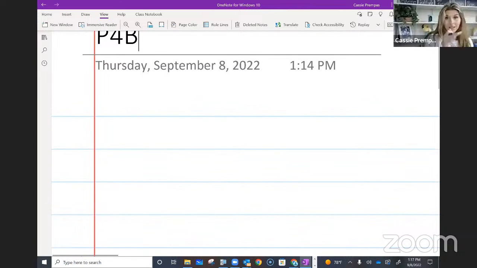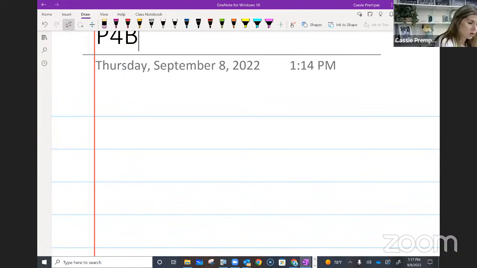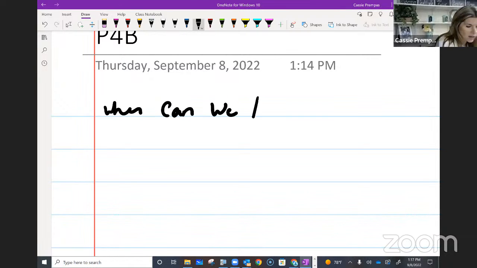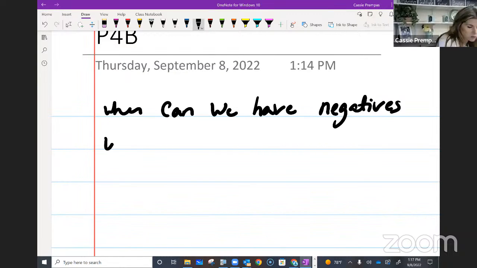Okay, so in these quizzes, you're going to be practicing simplifying radicals and multiplying radicals. One of the things we have to talk about is you can go ahead and write this in your OneNote or on a sheet of paper. When can we have negatives under the radical?